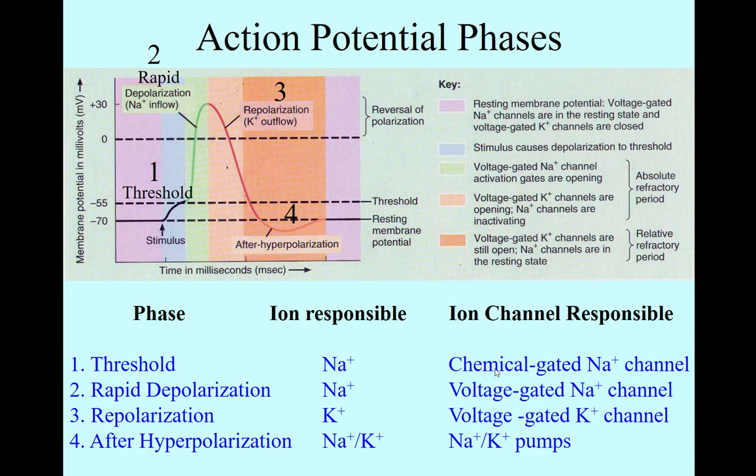This is happening out on the dendrites. So it's binding chemical-gated sodium channels, opening up those channels. We know sodium will move in based on the electrochemical gradient, and that will depolarize the cell, just like that. So phase 1, threshold, is due to chemical-gated sodium channels. It's due to sodium, and it depolarizes. Okay? Then we get to this next level.